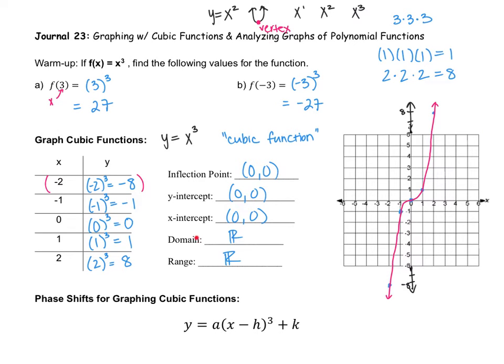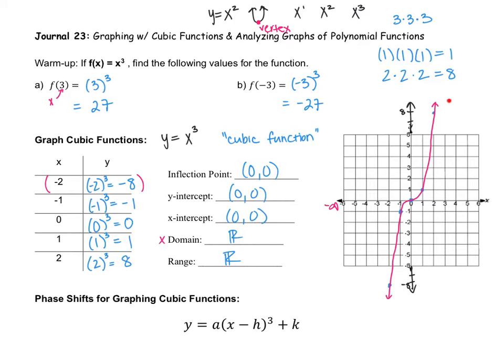So remember that domain is associated to the x value, or what x value does this graph exist at. So in this case, if I look at this graph, notice it's stretching to the left. So if it's stretching to the left like that, it's going to be going towards negative infinity.